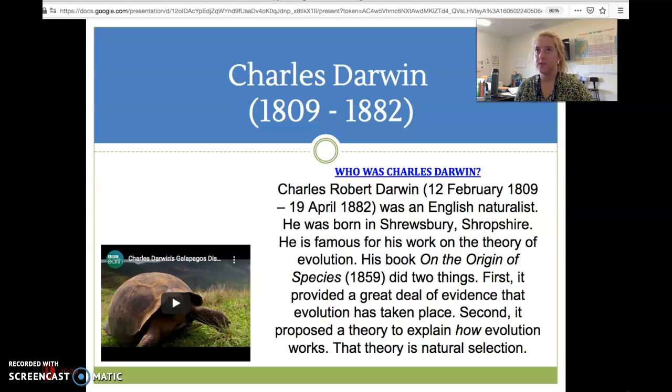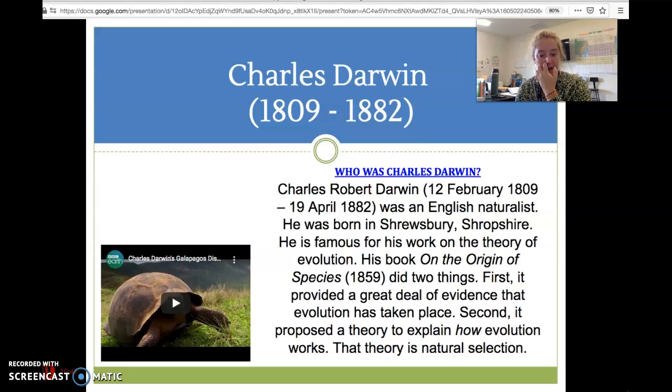His book that he published in 1859 was called On the Origin of Species, and it did two things for the scientific community. First, it provided a great deal of evidence that evolution had taken place. Now, compare that to what Lamarck did. He had the observations, but he didn't have the evidence to support this idea of evolution. So Charles Darwin was successful in the scientific community, but Lamarck was not successful.